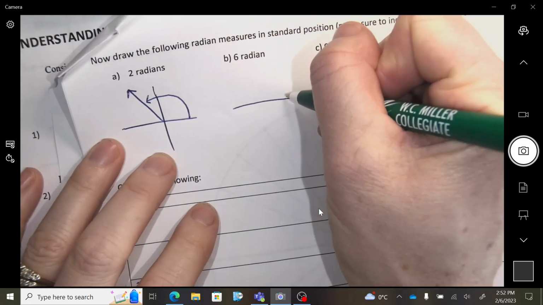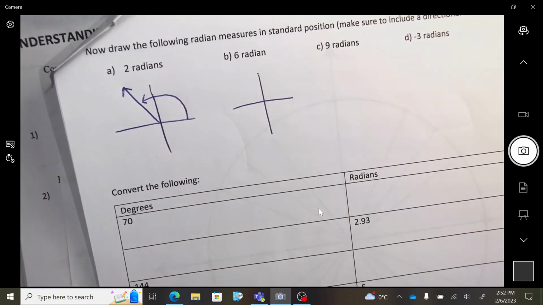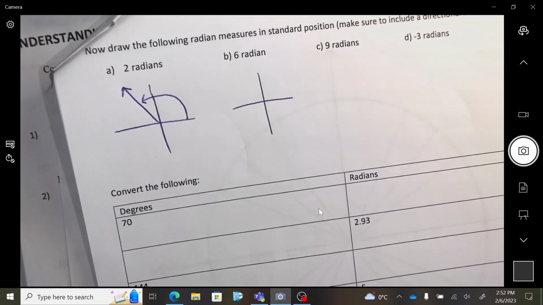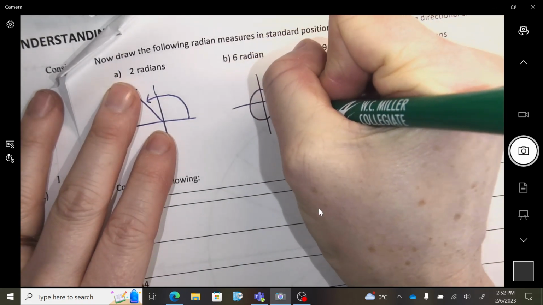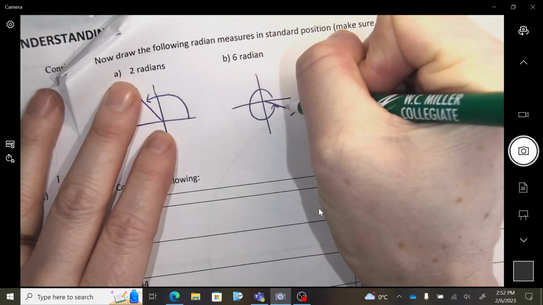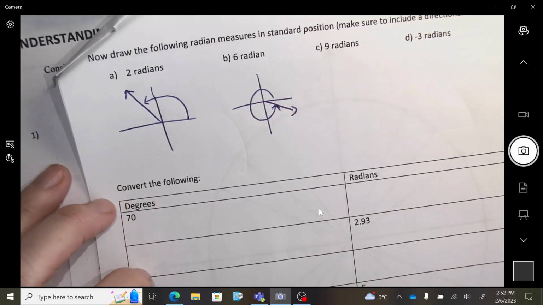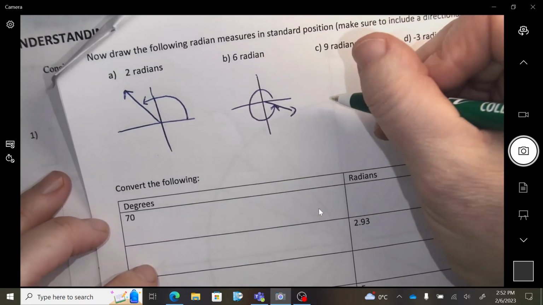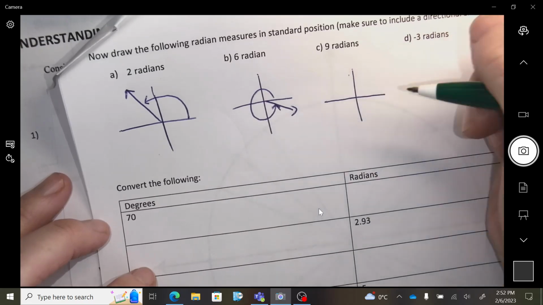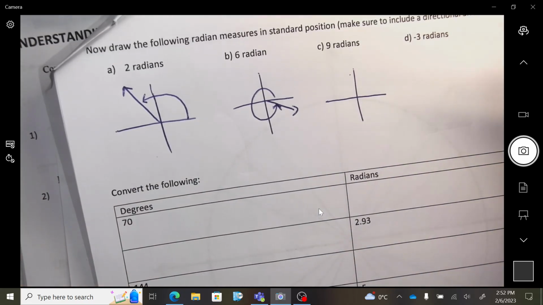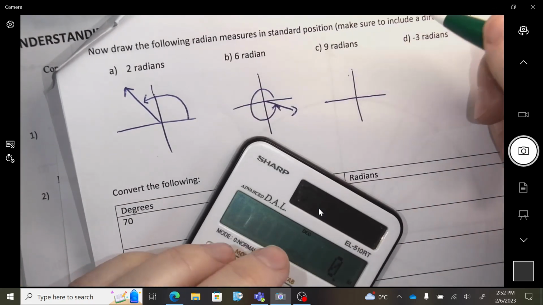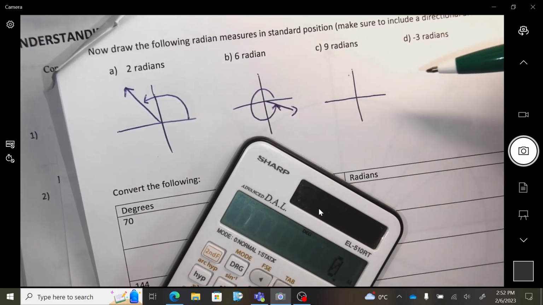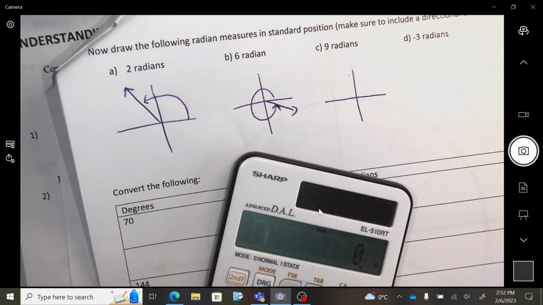Okay, 6 radians. What's instantly in your head when you think about 6 radians? All the way around. It's close to the whole way around because the whole way was 6.28. So I'm going to go almost the whole way around. Okay, 9. Somebody already said we're swiveling around and then again more, right? Like turning in a circle.